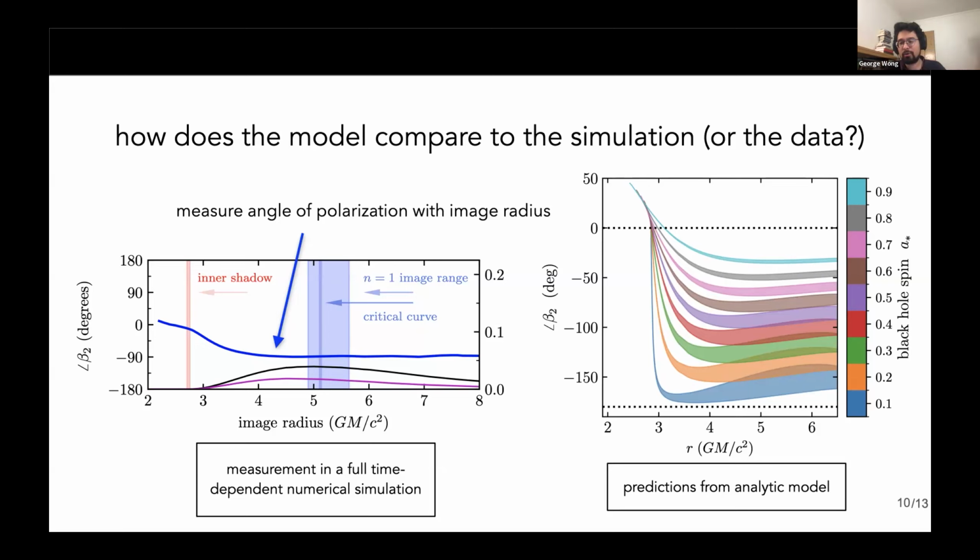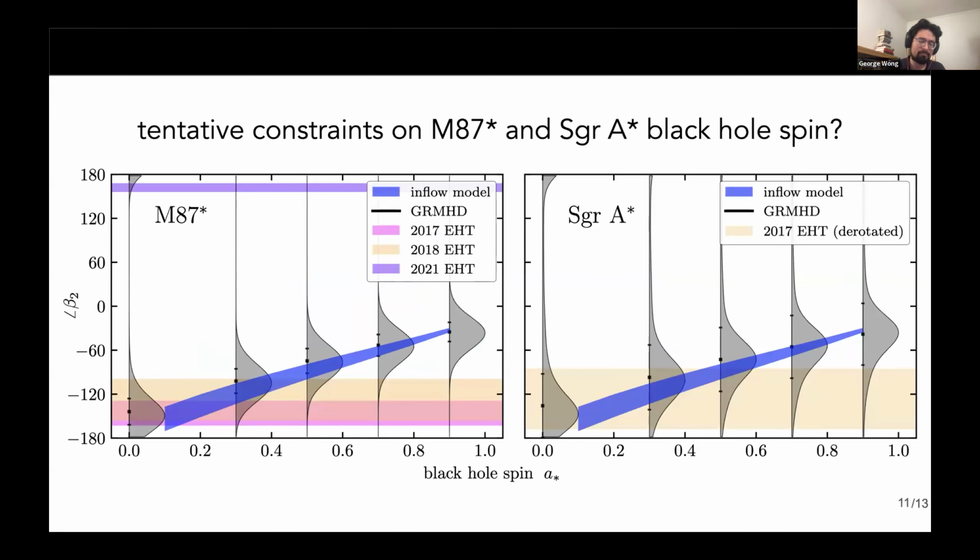The last plots that I will show is what happens if you very naively and in a brute force way apply the predictions of this model to the observations, or contrast the predictions of this model to the observations that we already have with the EHT. So this is a relatively busy plot, but I think it's not too complicated. What I'm showing you here in each of these panels, M87 on the left and Sagittarius A star on the right, is the prediction of this simple semi-analytic inflow model in this blue band. And again, as you increase the spin, the prediction of the inflow model shows that in some image-integrated way, the polarization becomes more and more radial.